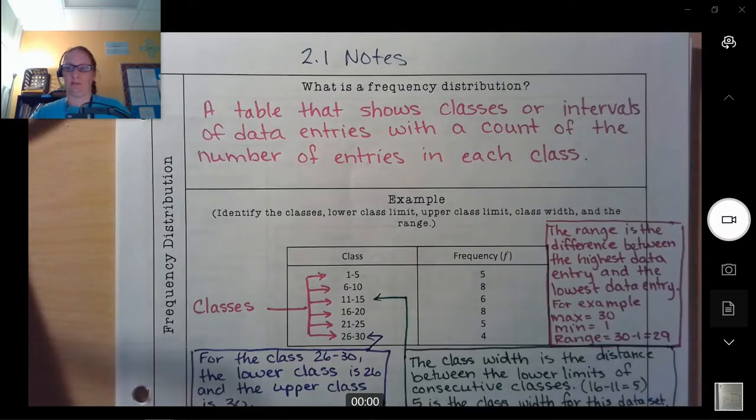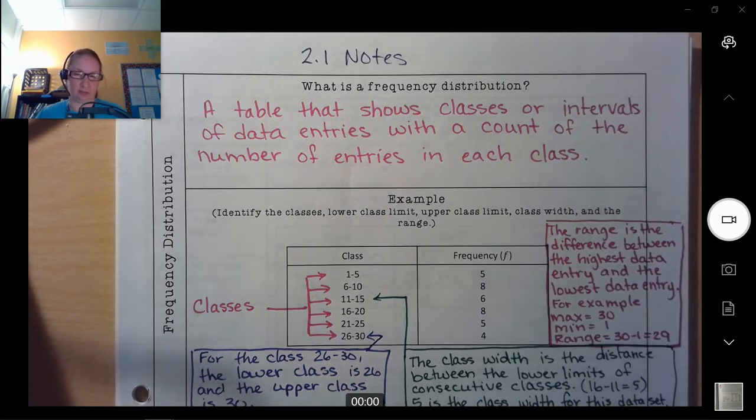Okay, so these are the 2-1 notes for Statistics and AP Statistics. It's actually the same for both. We are looking at frequency distributions and graphs, measures of central tendency like mean, median, mode, variation like standard deviation, and position like quartiles and stuff like that.